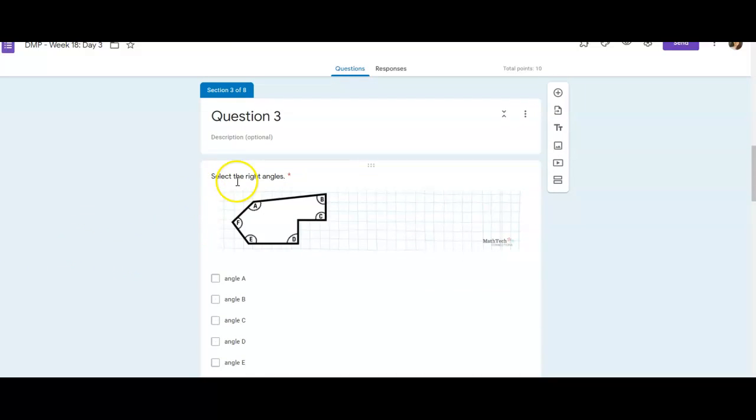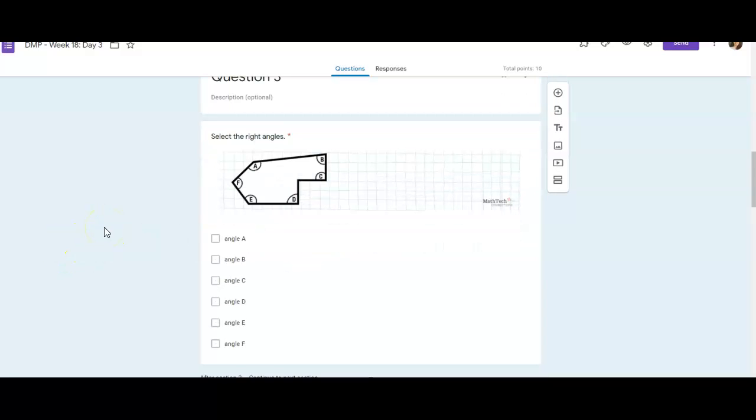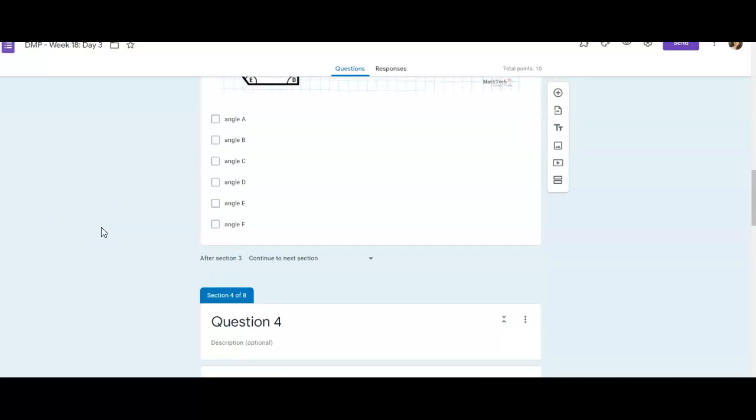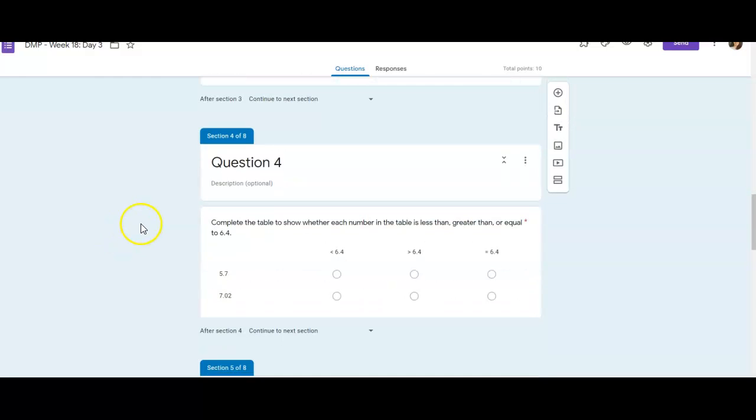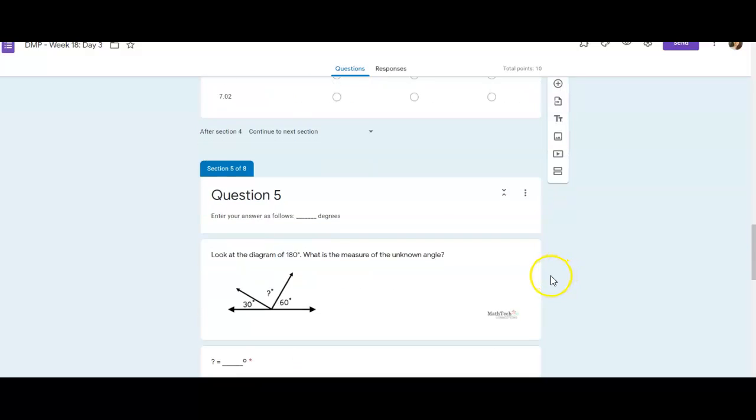Question 3, selecting the right angles. You guys got this. There are 2 right angles in here. Yes, 2. I had to double check myself. Question 4, complete the table to show whether each number in the table is less than, greater than, or equal to 6 4/10. So which one would this go with? All right, moving right along.